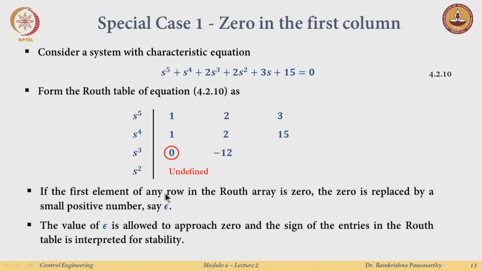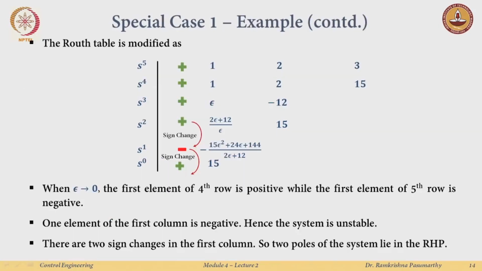If the first element of any row is 0, then just replace this by a small positive number and call it epsilon, okay. And this epsilon is allowed to approach 0, it is a very small number, and then we compute the Routh table now with this epsilon being a small positive number, and then interpret the table for the stability. Okay, how do we do this? So, the way we compute is, instead of the 0 I substitute an epsilon which is considered to be greater than 0.